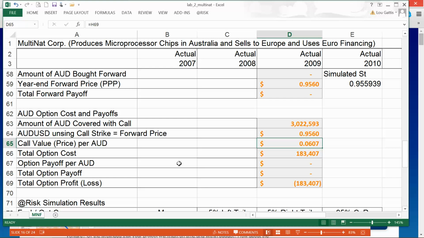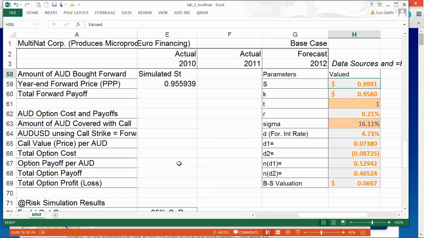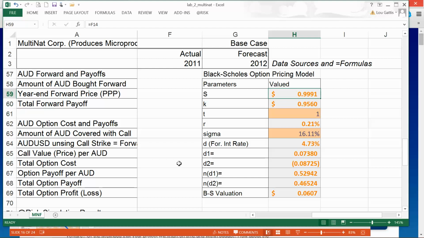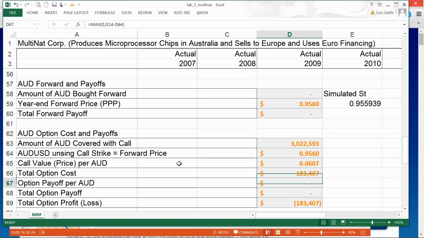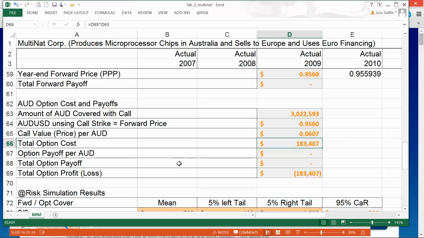I then have a Black-Scholes formula, which is down here. So I've programmed the Black-Scholes formula where I have the spot price of the asset, a strike price equal to the forward price, 1 year, the US interest rate, the standard deviation, and under dividends, I put in the Australian interest rate. That tells me that according to Black-Scholes, the value of an Aussie call is going to be 6 cents per Aussie. So it'll cost me 6 cents to buy a call option with a strike of 95.6. Those 3 million calls are going to cost me 183,000.